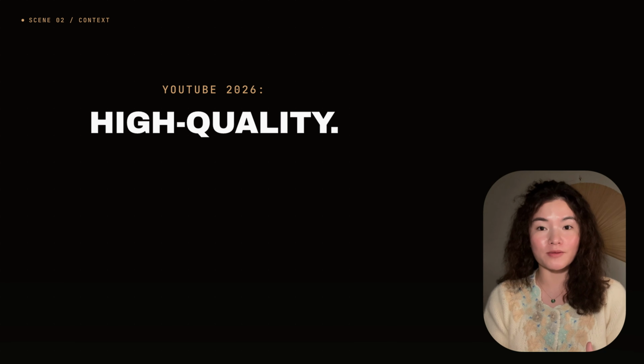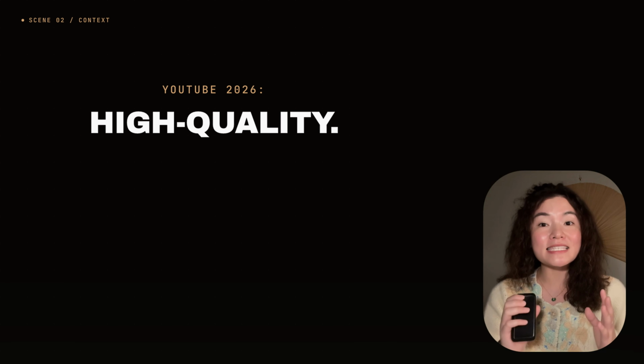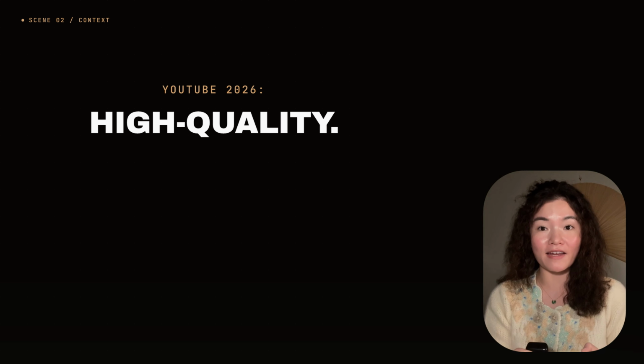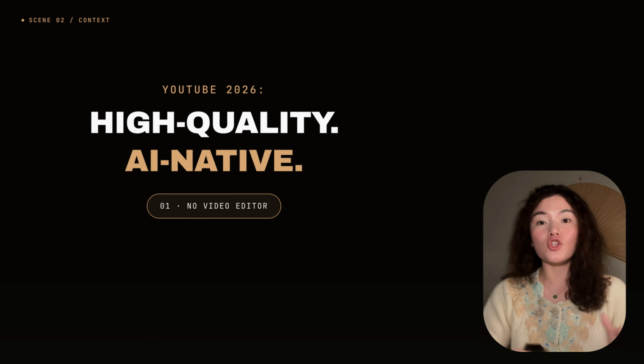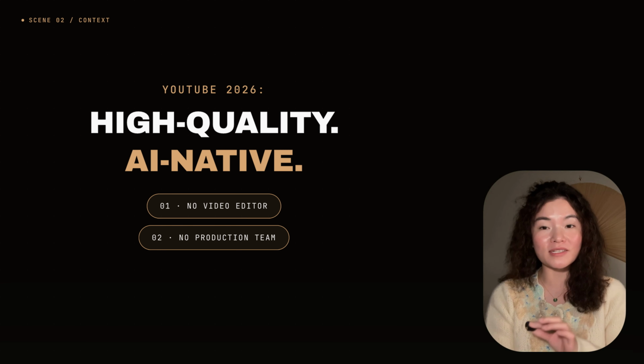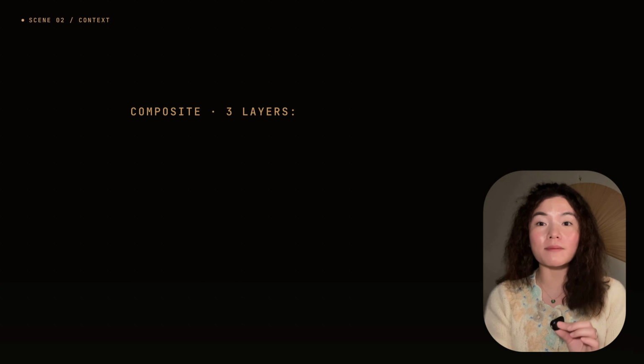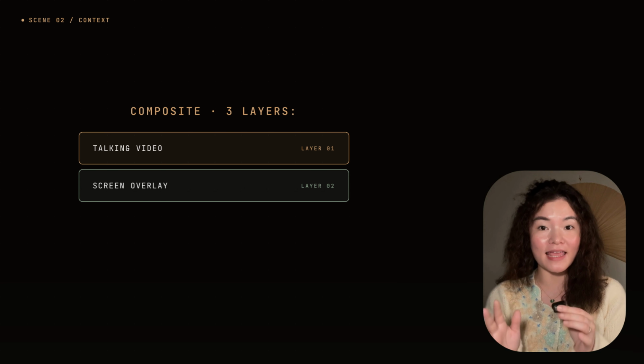If you want your ideas to spread, you need to combat the algorithm. And to me, that means creating videos in an AI native way. No hours in a video editor, no production team, just full focus on producing high-quality ideas. I needed a way to composite 3 layers automatically. These are my talking video, the screen overlay, and the animation.